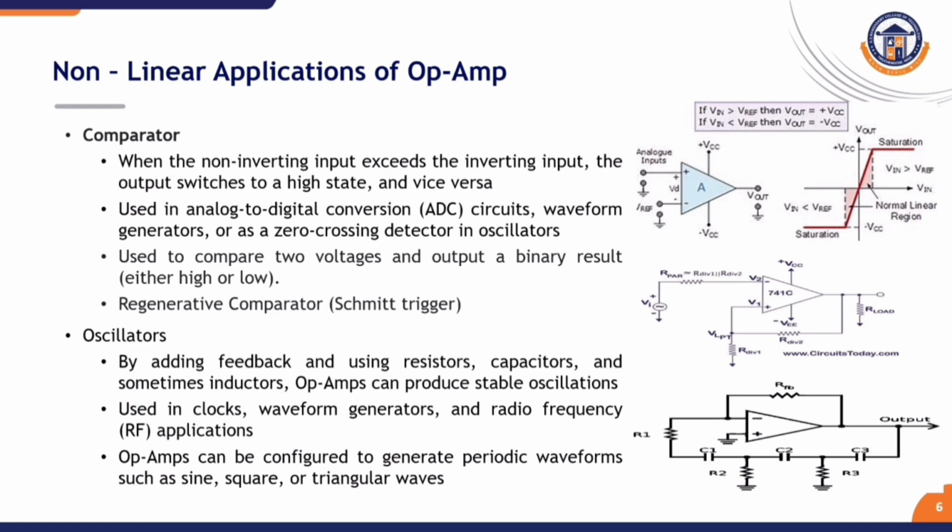The next one is the regenerative comparators. Unlike normal comparators, which are open loop, here we use feedback, which is positive feedback. It provides hysteresis and eliminates noise effects. Next one is oscillators. An oscillator provides an output waveform without any input. It generates periodic waveforms used in clocks, function generators and RF circuits.